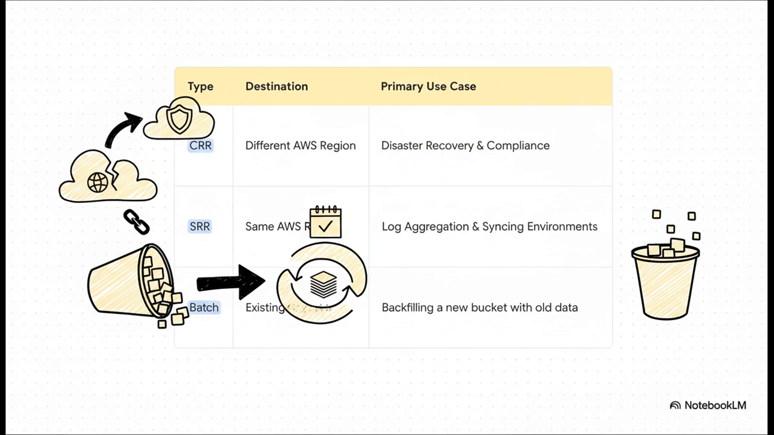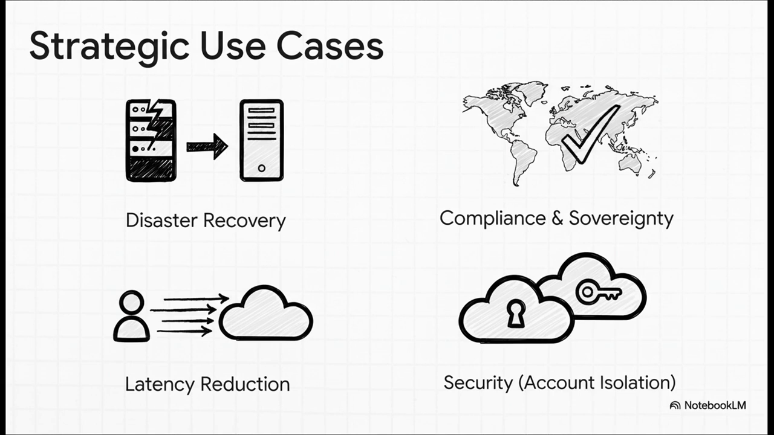Then you have same-region replication, or SRR. This is perfect for tasks inside a single region, like maybe gathering logs from a bunch of different buckets into one central place. And finally, there's batch replication. Think of this as your special tool for a very specific one-time job, copying all the data that already exists in a bucket.